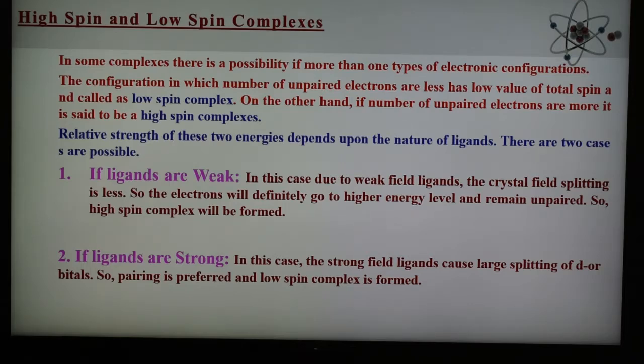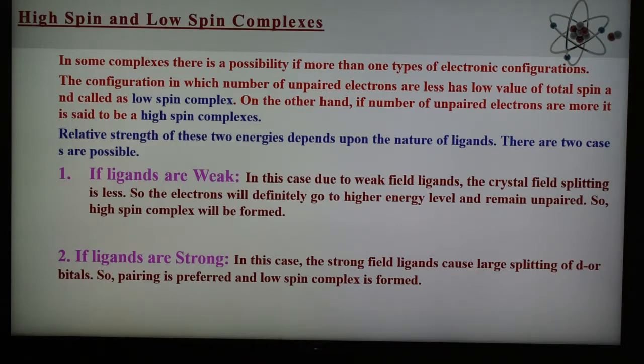Number one, if the ligands are weak, then due to the weak field ligand, the crystal field splitting is less. So delta O is less than P, the pairing energy. In this case, the electrons will go to the higher energy level and remain unpaired. So when the ligands are weak, high spin complexes are formed.